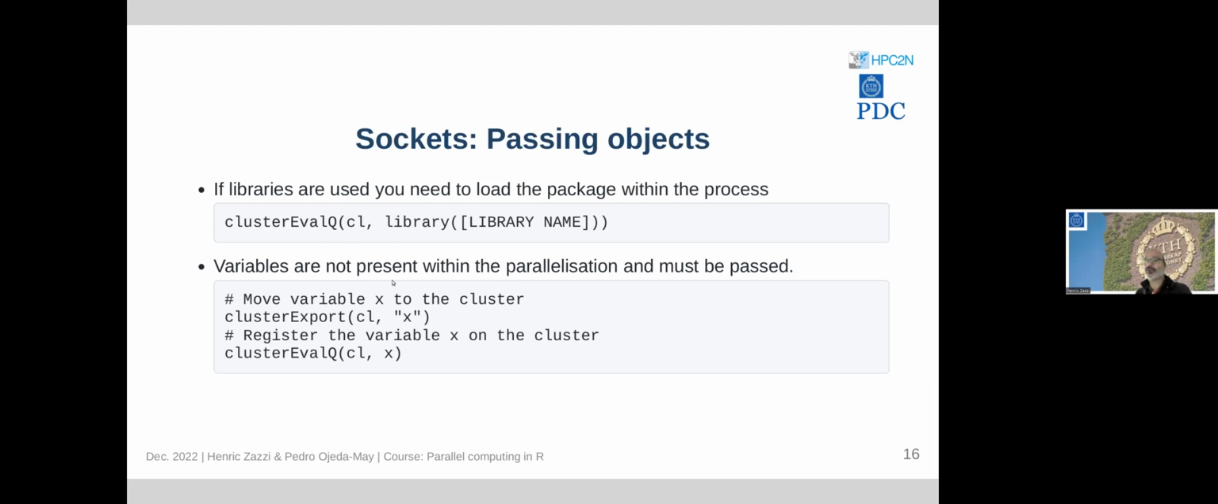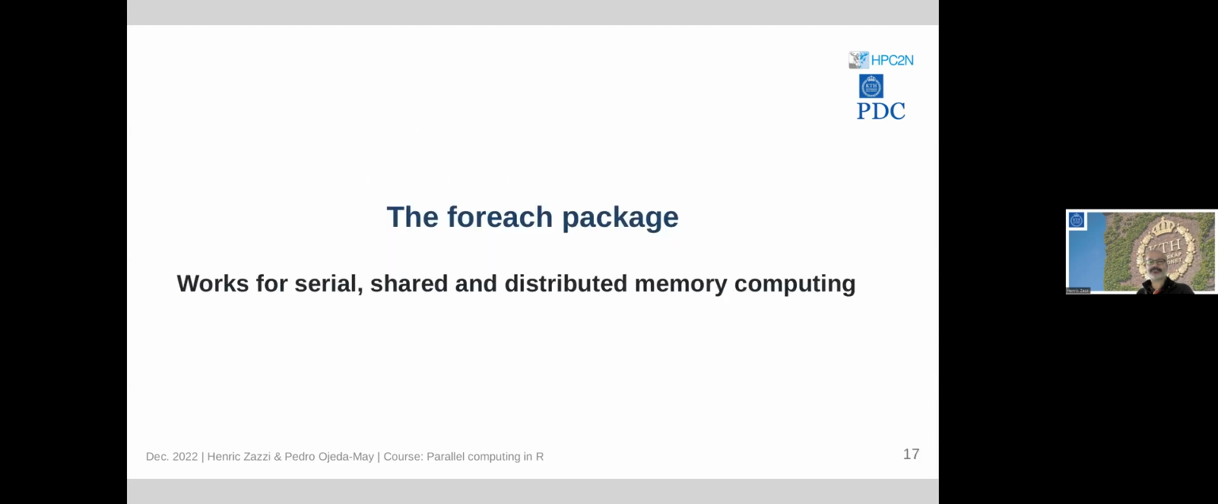Also, variables are not present within the parallelization and must be passed. If there are specific variables that need to be used in this parallelization, you first have to use clusterExport. So clusterExport with variable x moves the variable x to the cluster. Then you register the variable x on the cluster by using clusterEvalQ with x. So this is a way to pass your variable into the specific process that you're running. So it's a little more complicated than running forking.